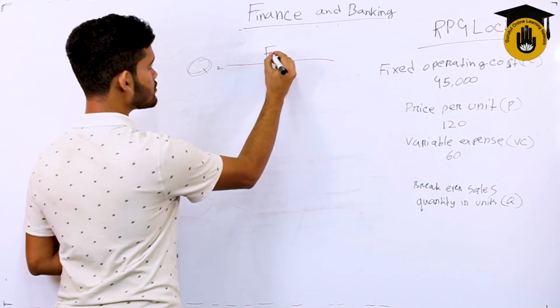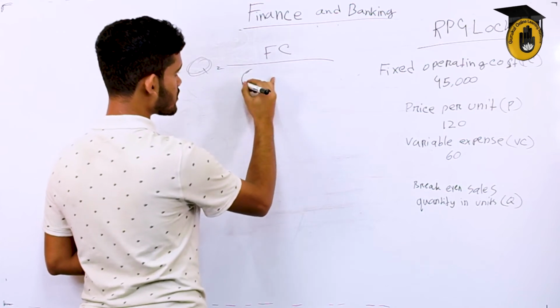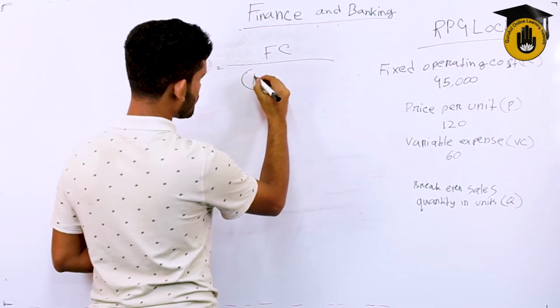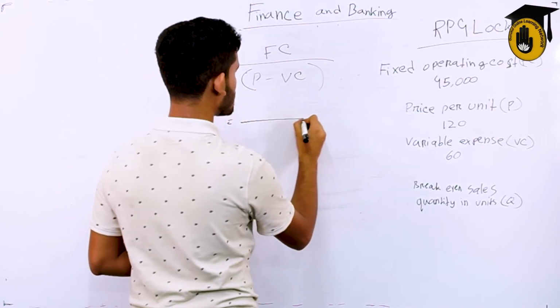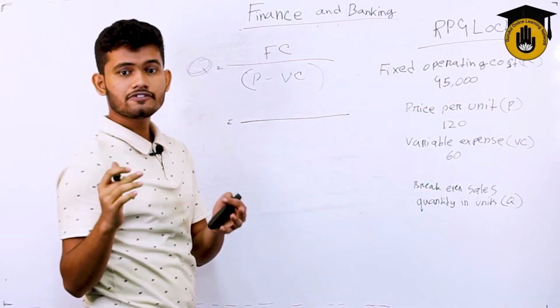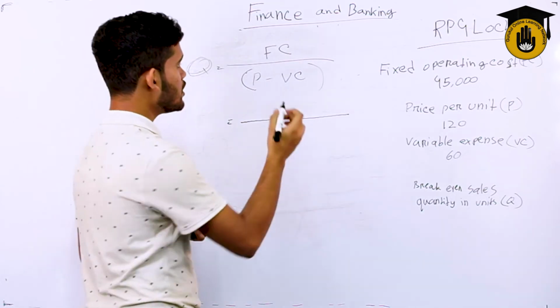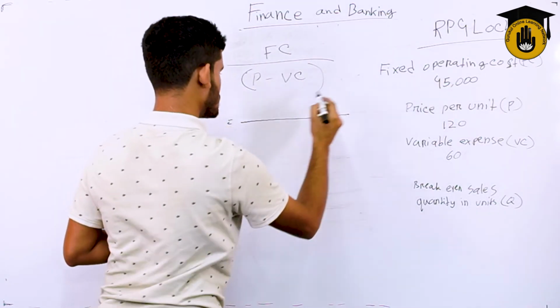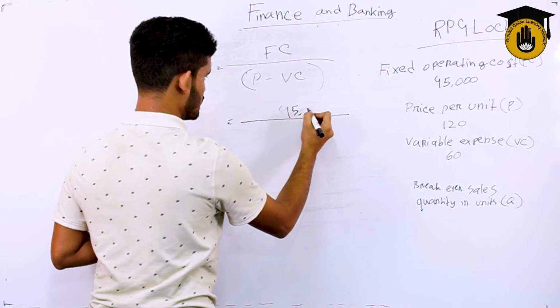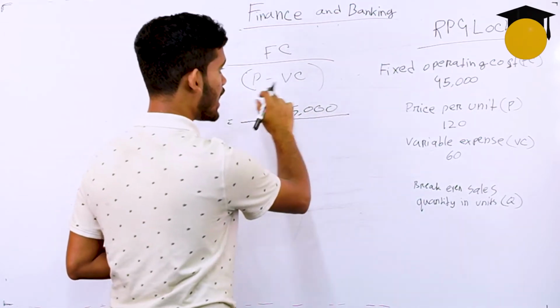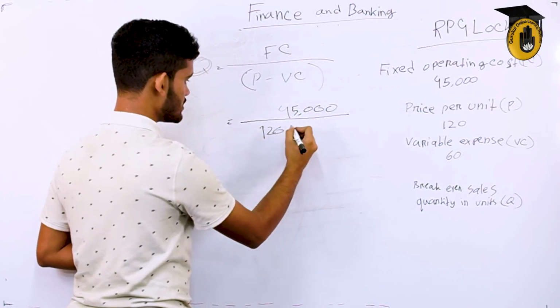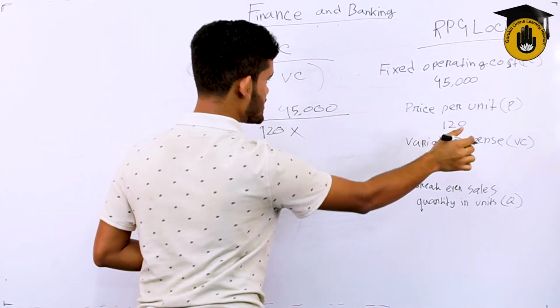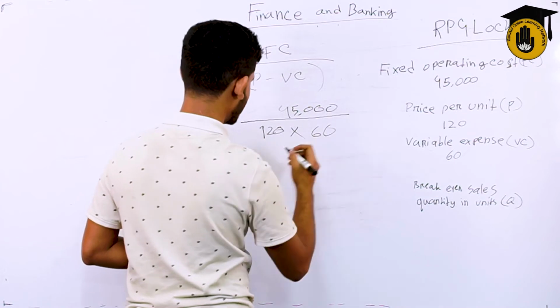Q is equal to FC divided by P minus VC. That's the basic formula for our break-even. So what was our FC? Our fixed cost was 45,000 or 45K. Our P, price per unit, was 120, and our variable expense was 60.